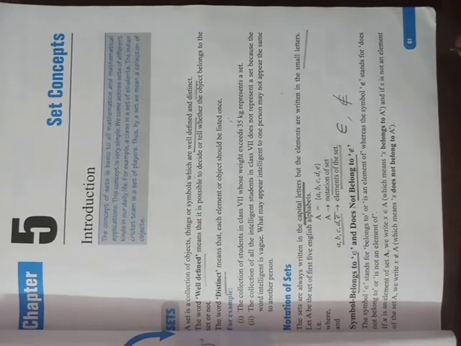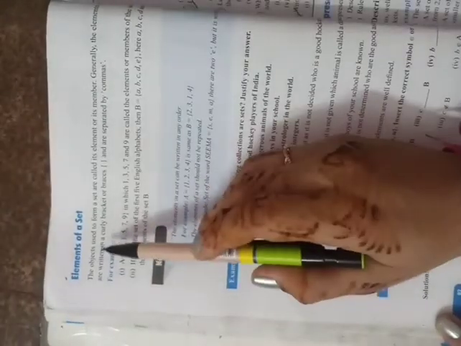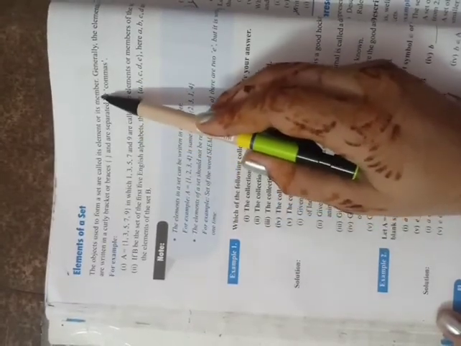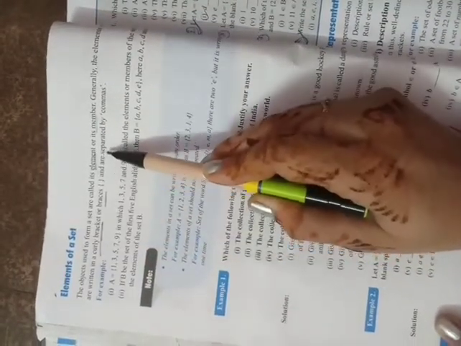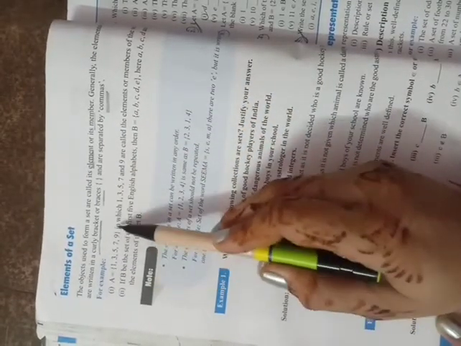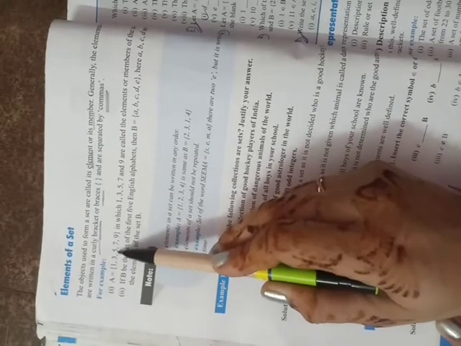Now move to the next. Next is elements of a set. The objects used to form a set are called its elements or members. Generally, the elements of the set are written in curly brackets or braces and are separated with the help of commas. For example, we use the curly brackets and all the elements are written separately with the help of commas. Now move to your exercise 5.1.